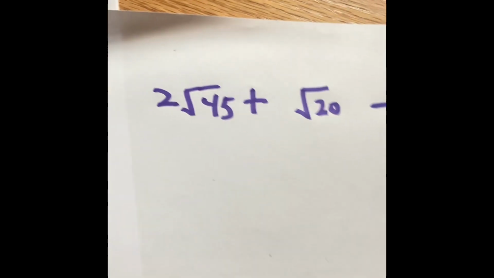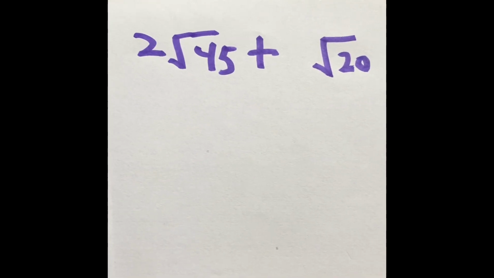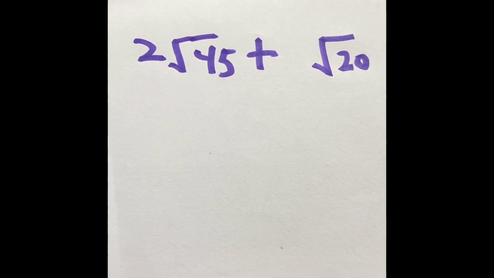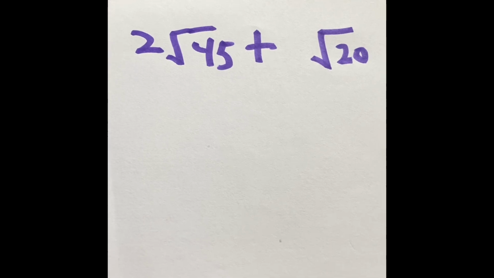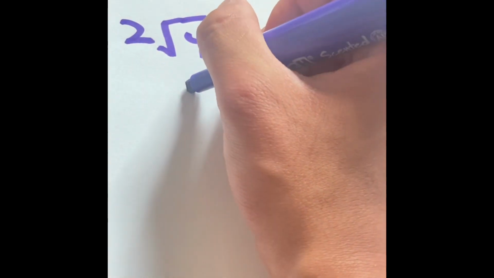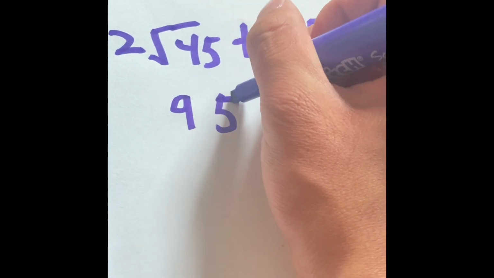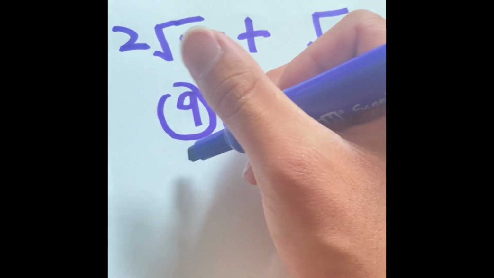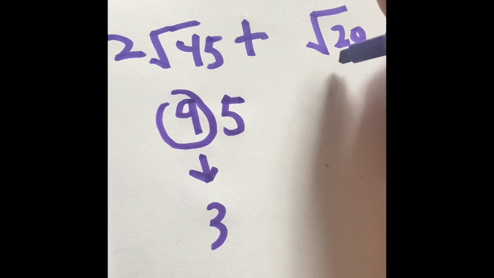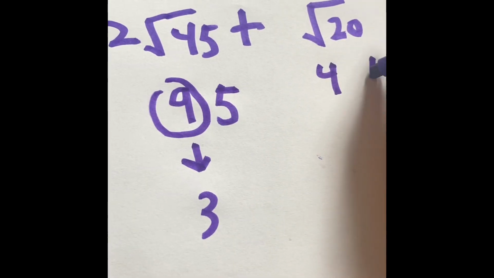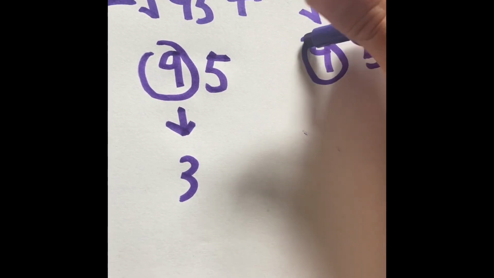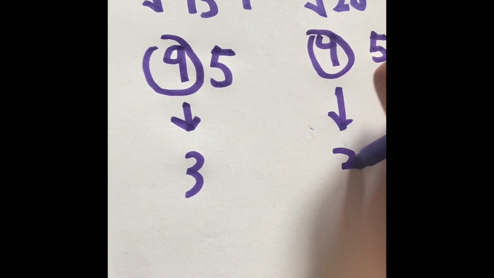Okay. We have right here 2 radical 45 plus the radical of 20. Remember, radical means the root. So what are the square roots? We can pull out 9 and 5 for this one. Circle the 9 and transform it into a 3. For the square root of 20, we can do 4 and 5. What we can do is circle the 4 and transform it into a 2.